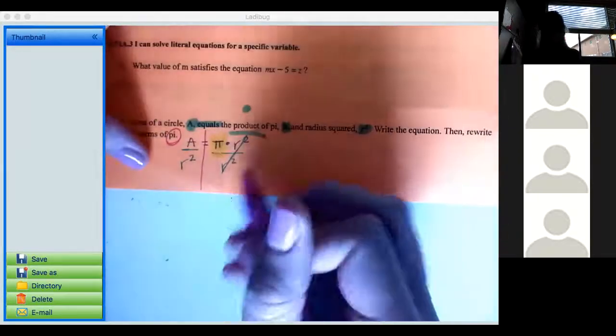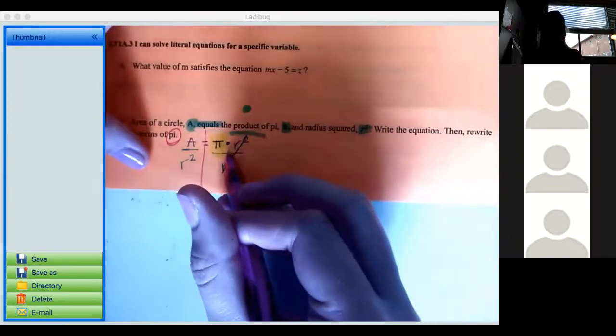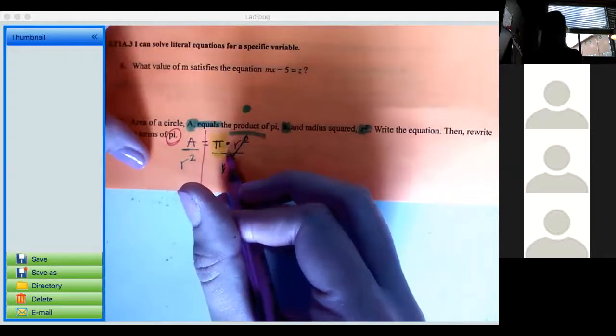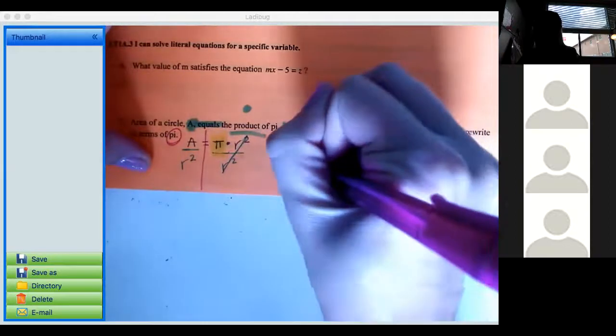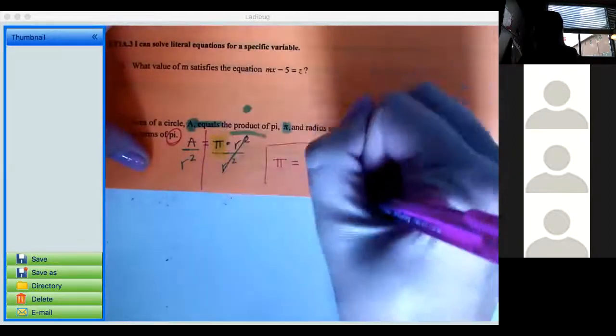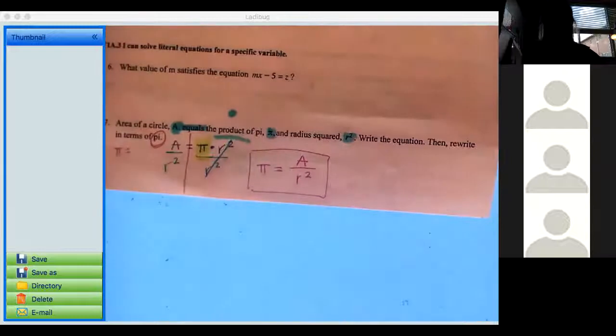All right, divide by the r squared, and pi is by itself. Yes, so we got pi in terms of A divided by r squared. Pi equals A over r squared. That's your answer.